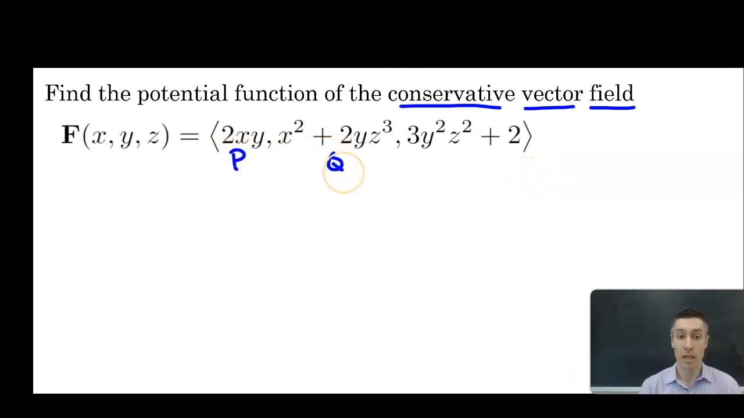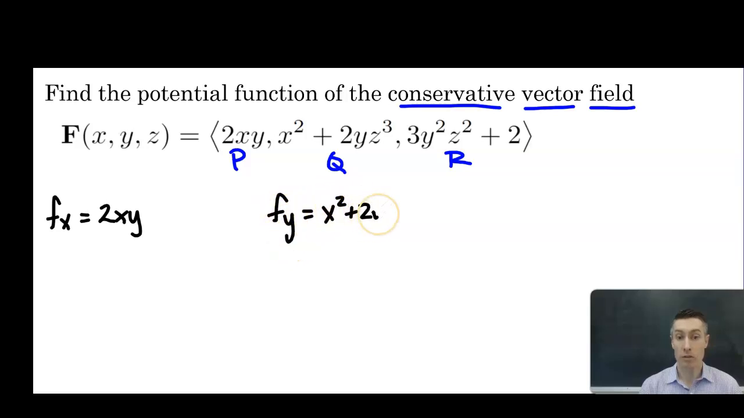So components are p, q, and r. If this is a conservative vector field, that means each of these is a partial with respect to x, y, and z of the potential function. So the partial with respect to x is 2xy. Partial with respect to y is x squared plus 2yz cubed. Partial with respect to z is 3y squared z squared plus 2. So we're just going to add another step in.